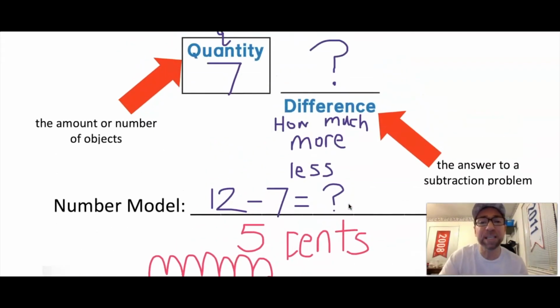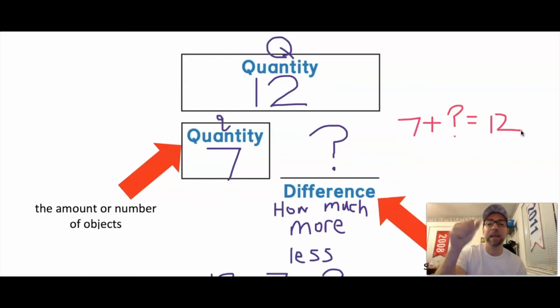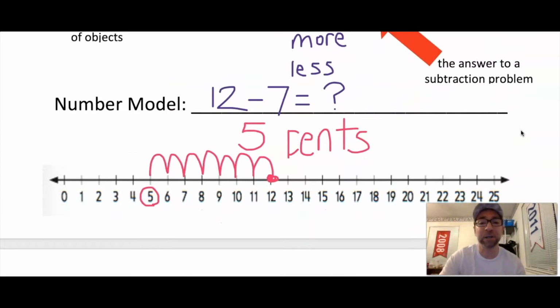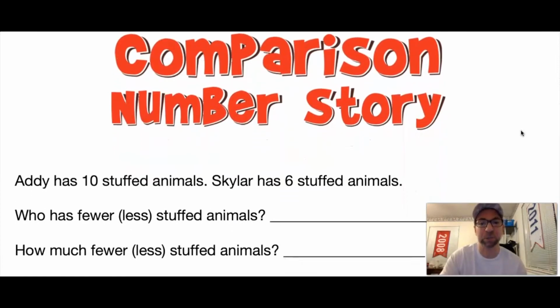Now some students can take this problem and use an addition problem to solve it. They'll do 7 plus missing number equals 12. Start at 7, 8, 9, 10, 11, 12. And 5 more will give you 12. No matter how you do it, you still get the answer 5. Awesome job. Let's go ahead and clear off our sheet protector and try another comparison number story.